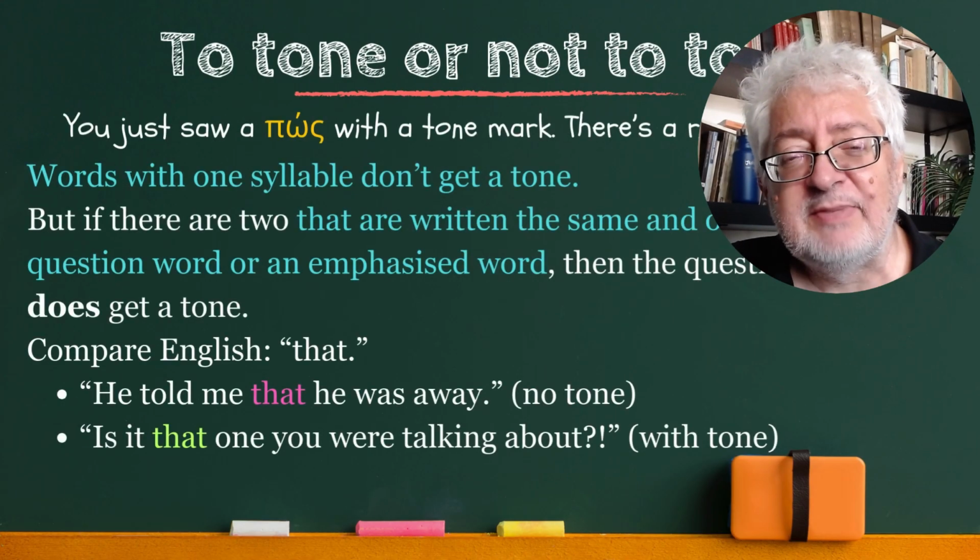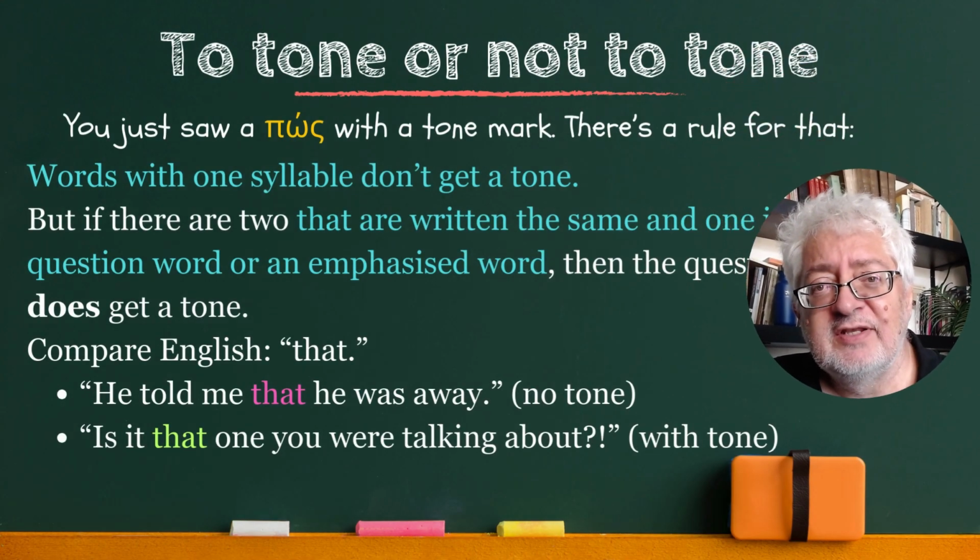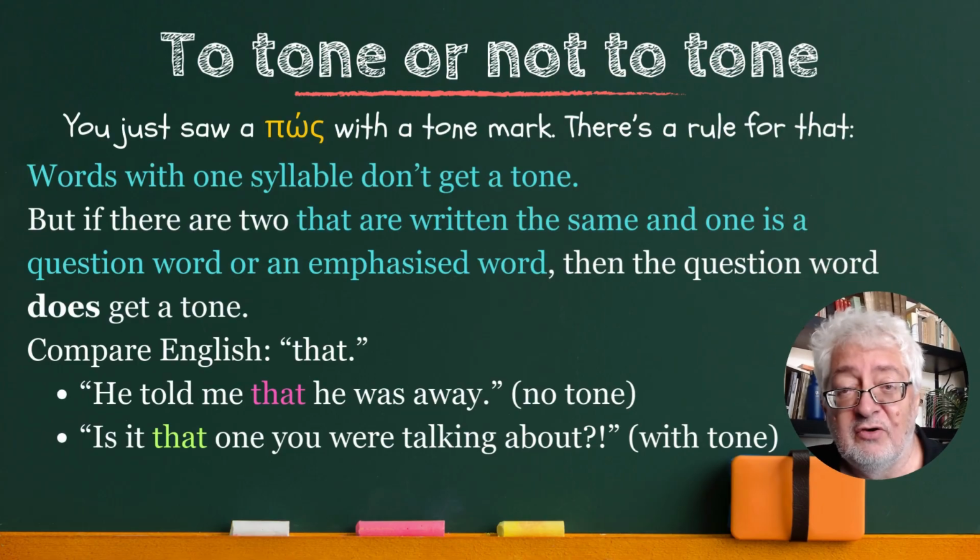Okay, so now what's happening there with this yellow highlighted word, the πώς, that does have a tone, although it should not. And there is this rule when to put these tone marks. Words with one syllable normally don't get a tone. But if there are two words that are written the same and one is a question word or an emphasized word, then the question word or the emphasized word does get a tone. And we do it similarly in English. We have unstressed versions of words, and then we have the same word in a stressed version.